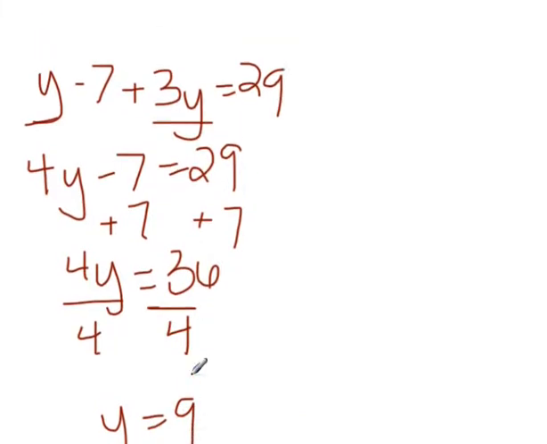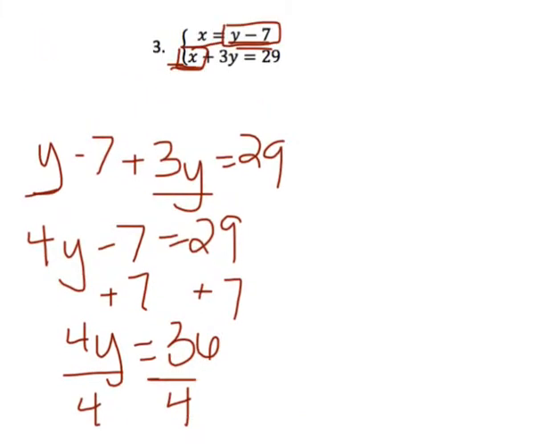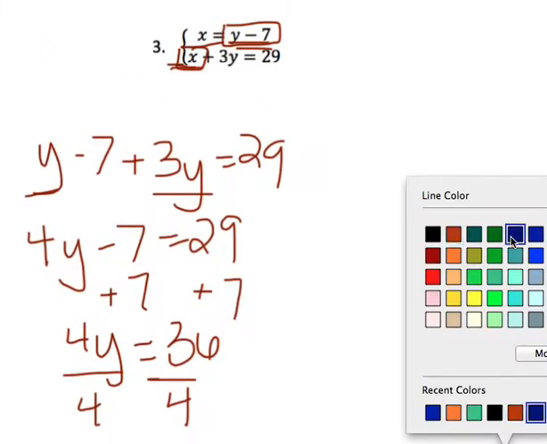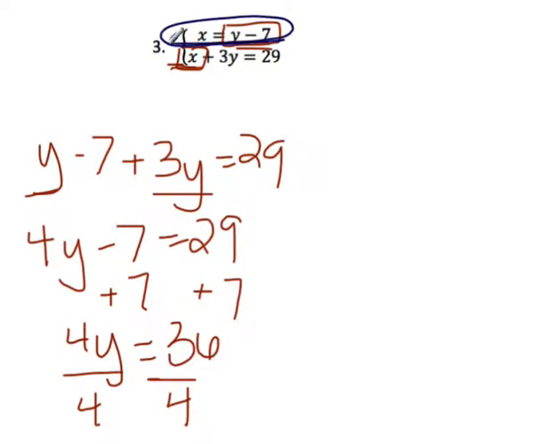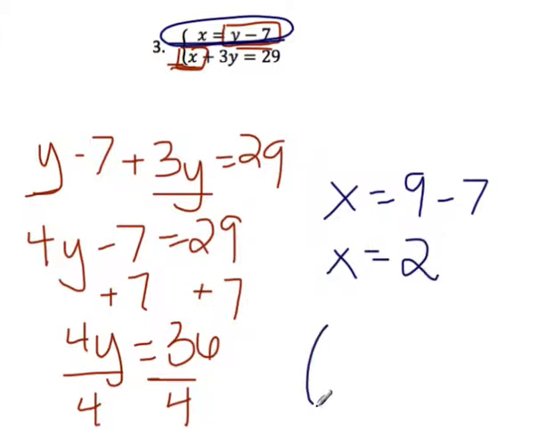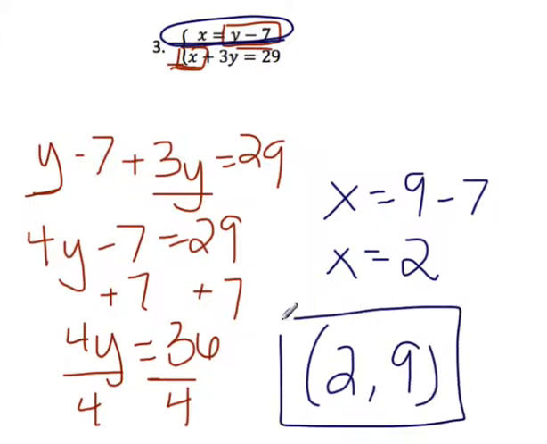So now I know y is 9, so I want to figure out what x is equal to. Well, conveniently, this top equation up here is solved for x. So I'm going to write everything out the same, but now I know that y is 9, so I'm going to put 9 in instead of y. X is equal to 9 minus 7, which is 2. So now we're going to write that out as a coordinate point. First our x, and then our y. So that's our solution for number 3.